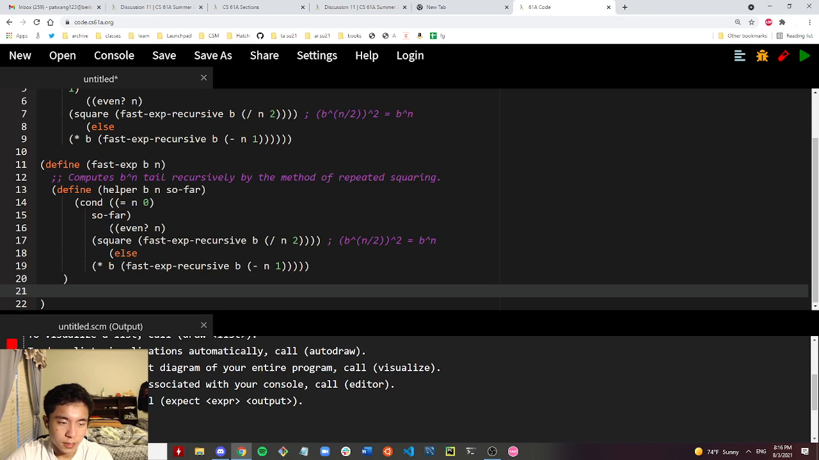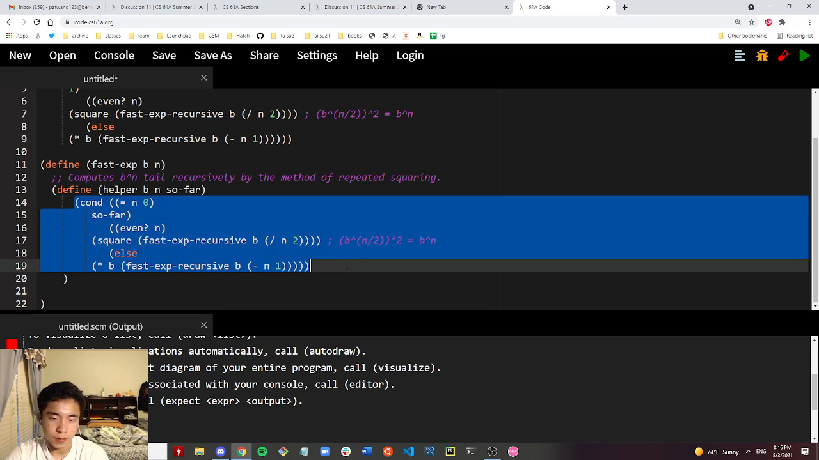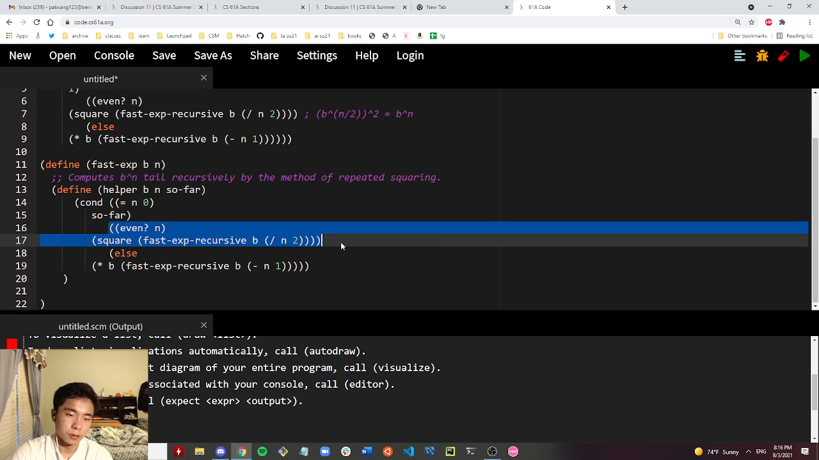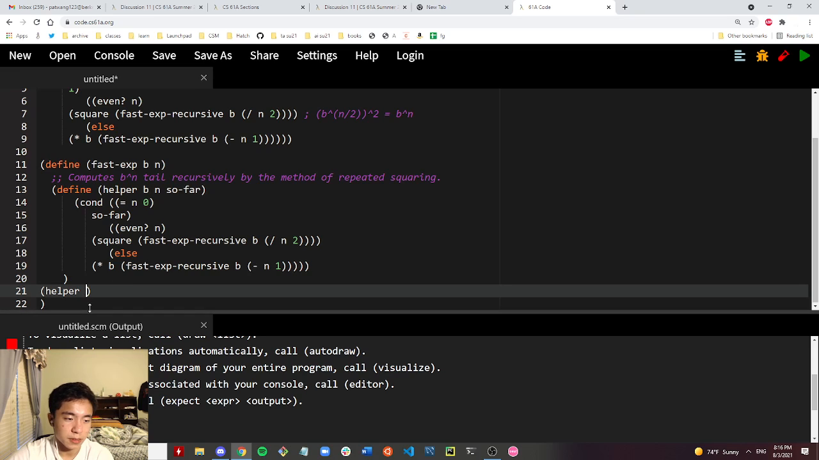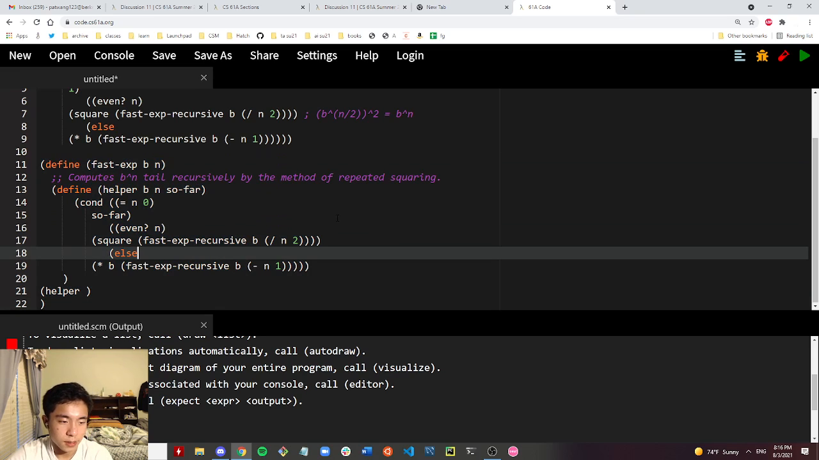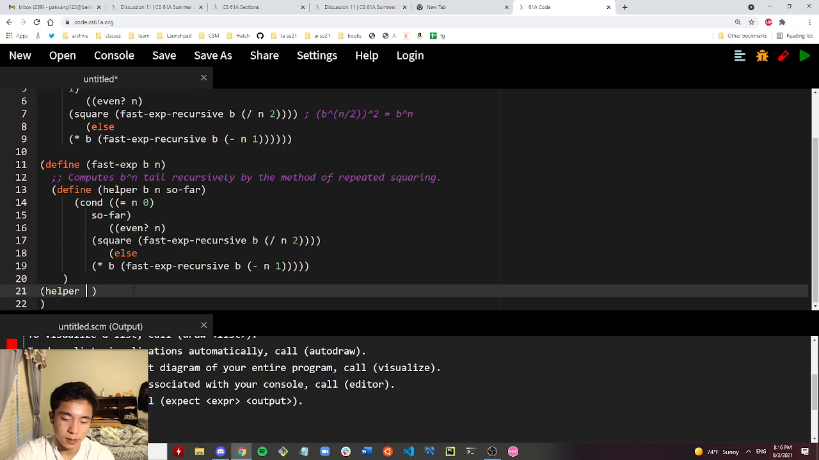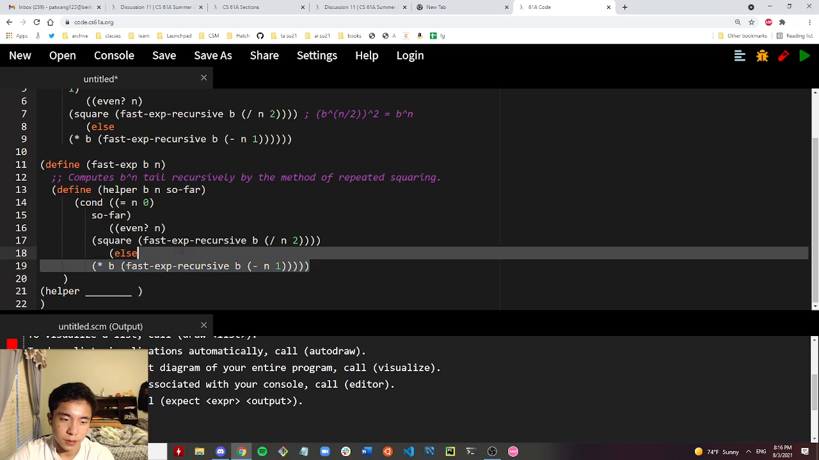We need to take a look at our two situations, if it's even or if it's odd. One thing I forgot to mention is that at the very end, we're going to have a call to our helper function. So it's probably going to be helper something. But let's not look at that yet, and let's focus on the body of the helper.